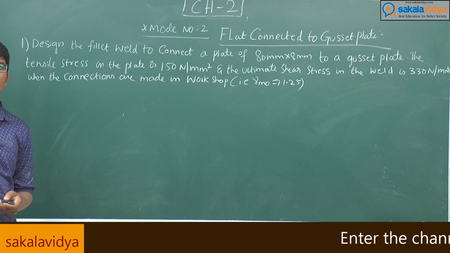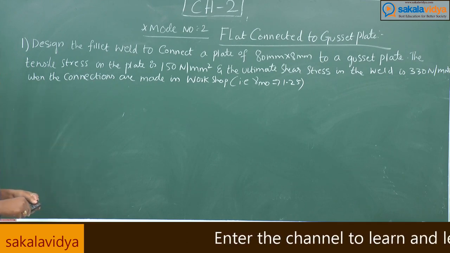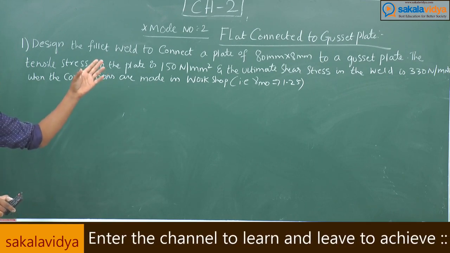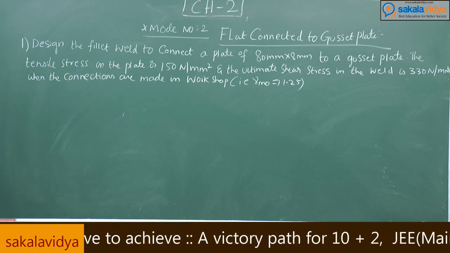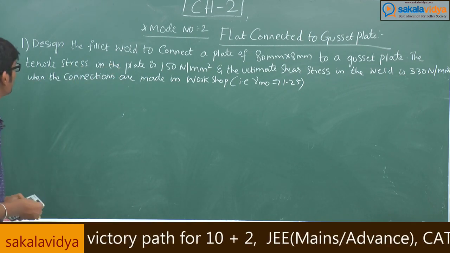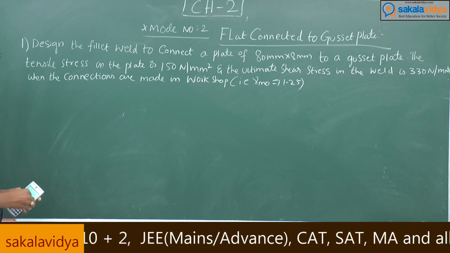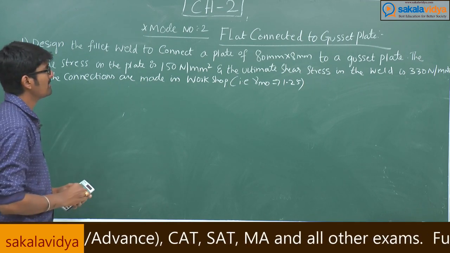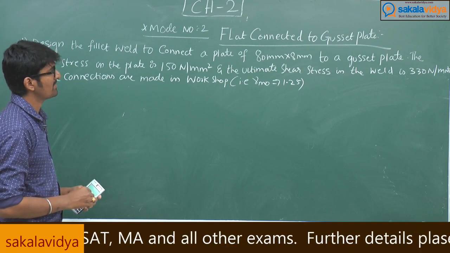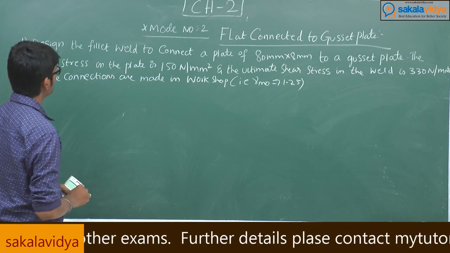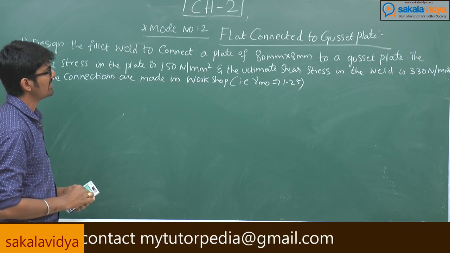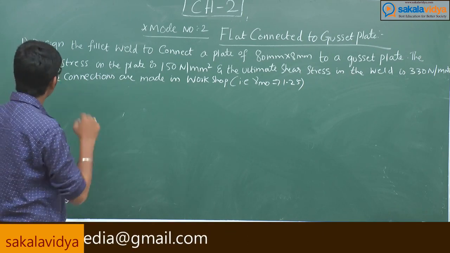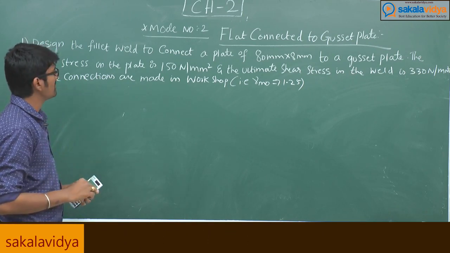Now let us solve example problem 1 on flat plates which are connected to a gusset plate. Design the fillet weld to connect a plate of 80 mm into 8 mm to a gusset plate, and the tensile stress in the plate is 150 Newton per mm square and the ultimate shear stress in the weld is 330 Newton per mm square when the connections are made in workshop.